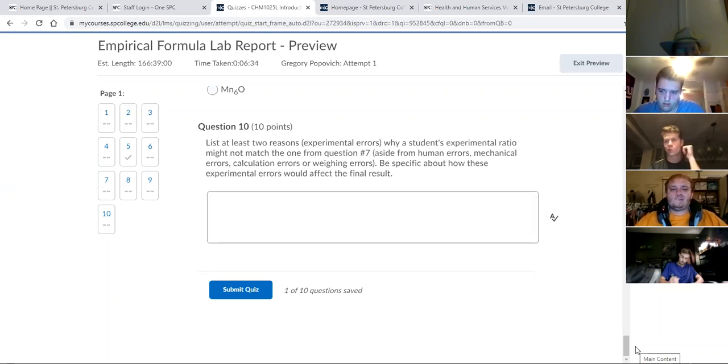Your weight of oxygen is low. If the weight of your oxygen is low, then the ratio of magnesium to oxygen is going to be off. Since your oxygen is too low, the ratio of the magnesium to oxygen is going to give you a higher molar ratio of magnesium to oxygen than you should have. That's what you're meant to do in this question, guys. Figure out something that could cause your experiment to go wrong.